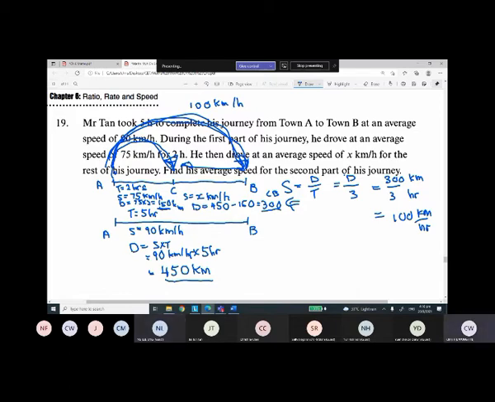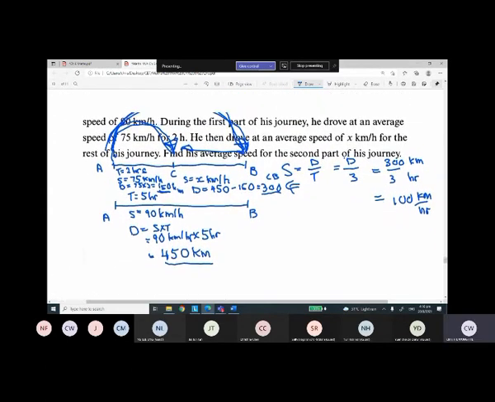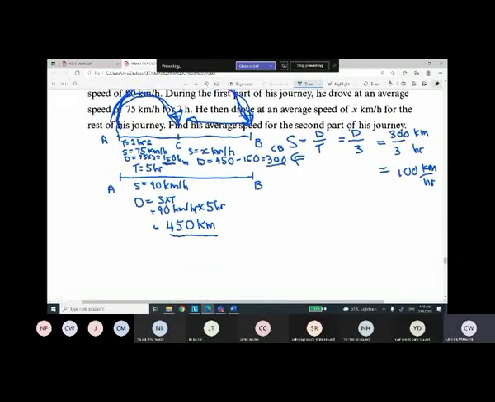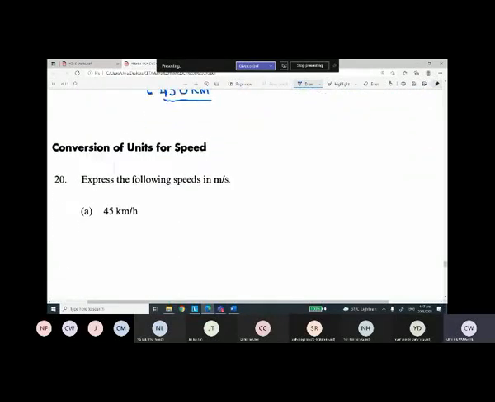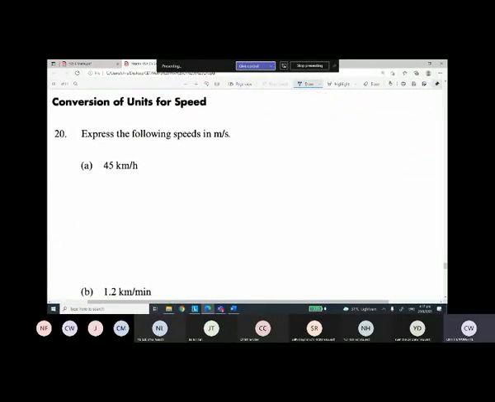Okay, so any questions? This one is supposed to be very simple, still considered simple now. I'm going to give you a tough one already. But maybe before I go to the tough one, I hope I can do one more conversion of the speed.